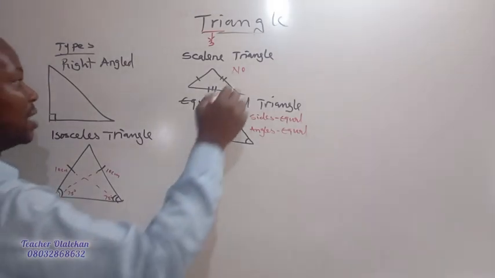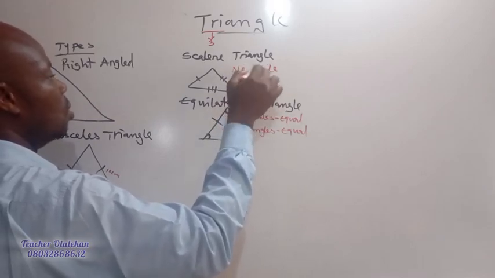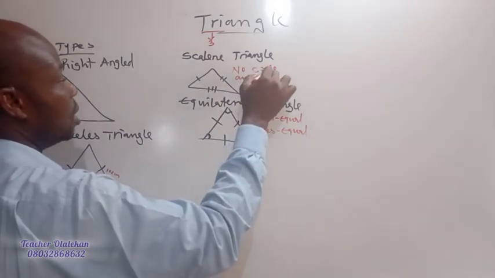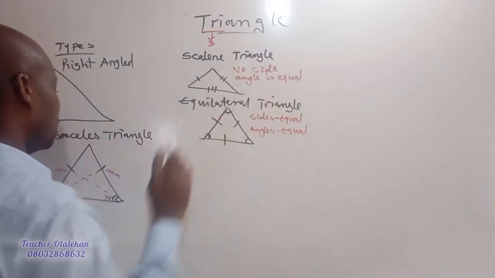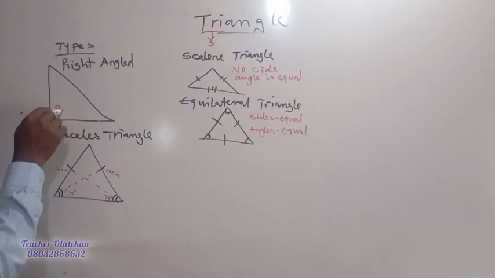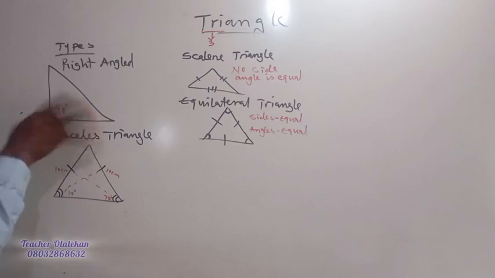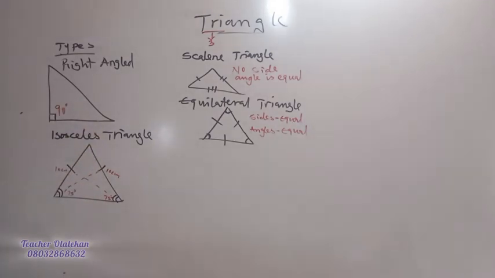Okay? No sides and no angle is equal for this. But for the isosceles triangle, the base angles are equal and 2 sides are equal. For the right angle, it has a square corner, and the value of the square corner is 90 degrees. So that's how you get to know them. And don't forget that all these shapes can be flipped. Now let's take 2 examples working with the internal angles.